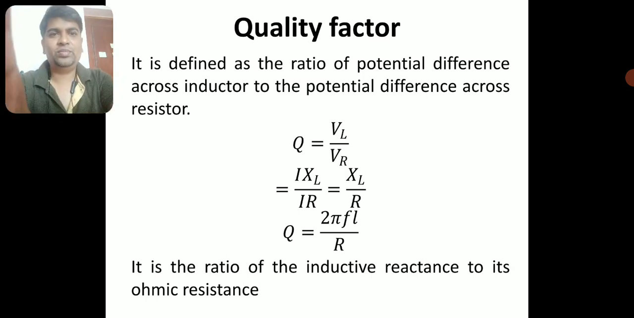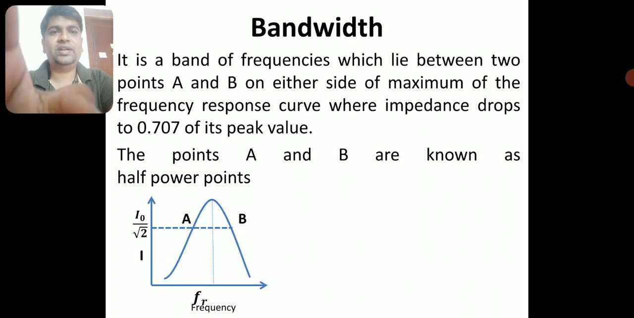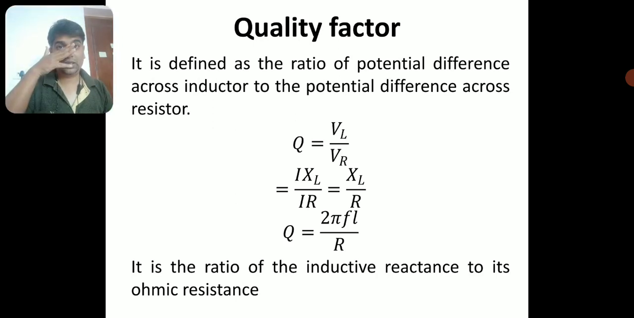Quality factor can also be defined as F naught divided by bandwidth. In some books it is called FR. FR or F naught, both are the resonant frequency symbol. You can use either for representing the resonant frequency. So FR divided by bandwidth is called the quality factor.